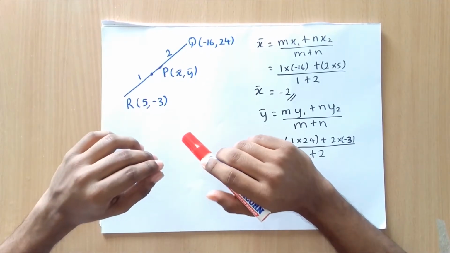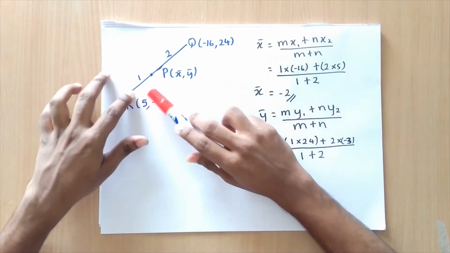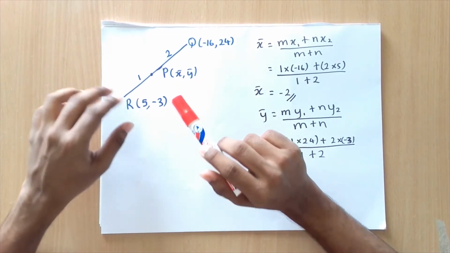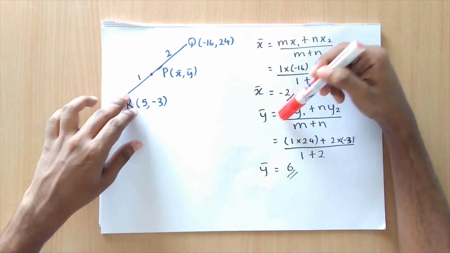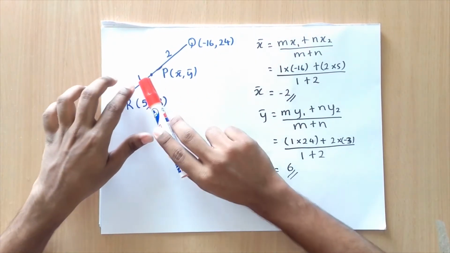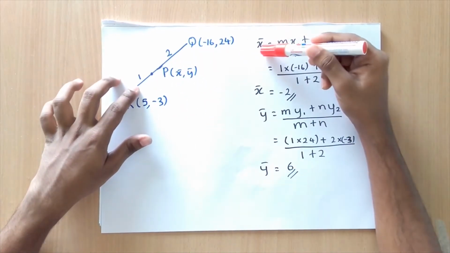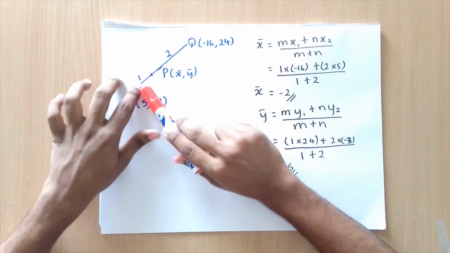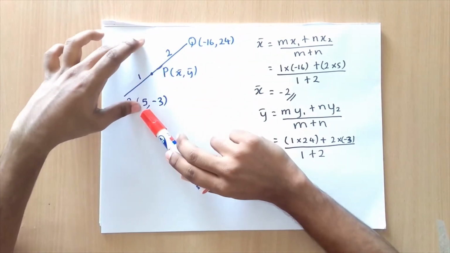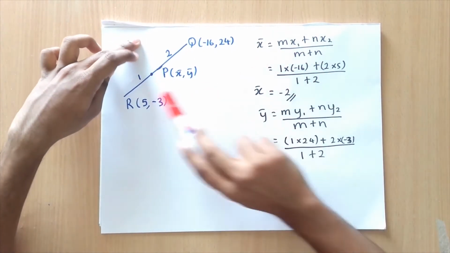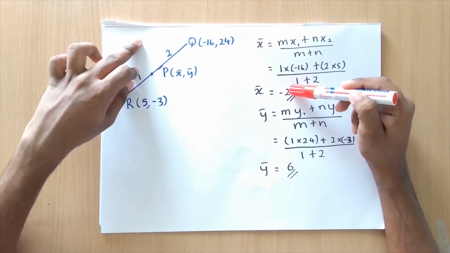Let's take this question. Here the unknown point P divides the line segment into the ratio 1:2. Since we know the coordinates of Q and R, we can find the coordinates of P using these two formulas. If we take m as 1, then n equals 2. So x bar equals (1 into minus 16 plus 2 into 5) divided by (m plus n), that is 1 plus 2. Finally, we get x bar equals minus 2.